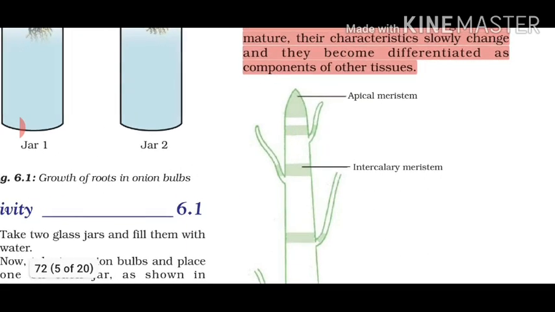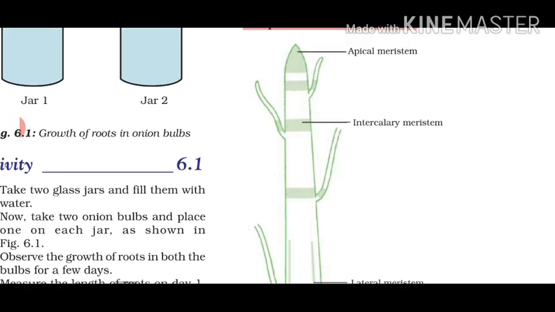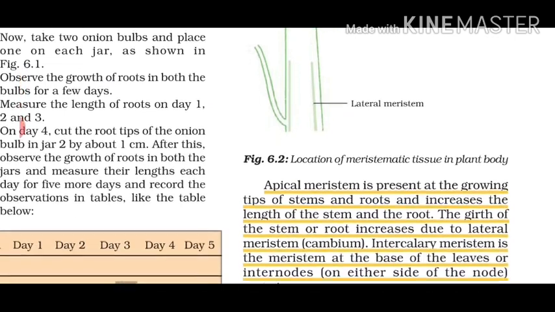This is apical meristem, which is found at the growing tip of stem, roots, and leaves. This is intercalary meristem, which is present at the base of leaves and internodes. Lateral meristem is found beneath the bark and in vascular bundles of dicot roots and stems. These occur in thin layers.